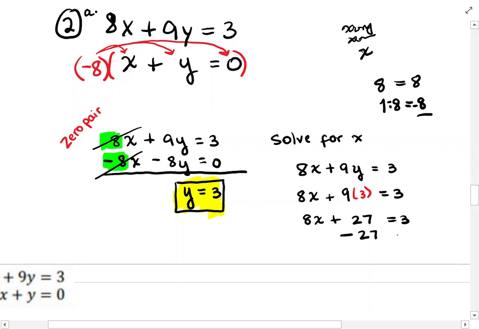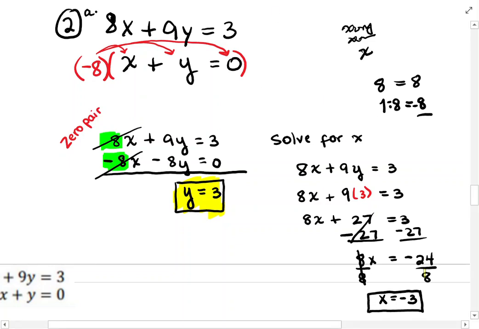Subtract 27 on both sides. Through. We have 8x equals negative 24. Okay, now dividing both sides by 8. X equals negative 3. Wait a minute. Yes. Sorry. Thought I messed up. And there you go. That's the two parts of the solution.